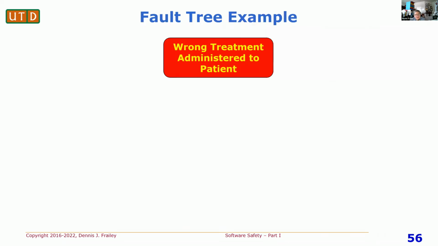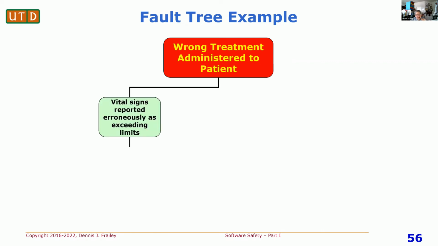Now, let's take an example. The hazard is the patient in the hospital may be given the wrong treatment. So how could that happen? Well, let's say one possibility is vital signs are reported, but they are erroneous. The machine that is measuring the vital signs of the patient has a bug in it and it is producing the wrong results. It claims that something exceeded some limit when in fact it didn't.